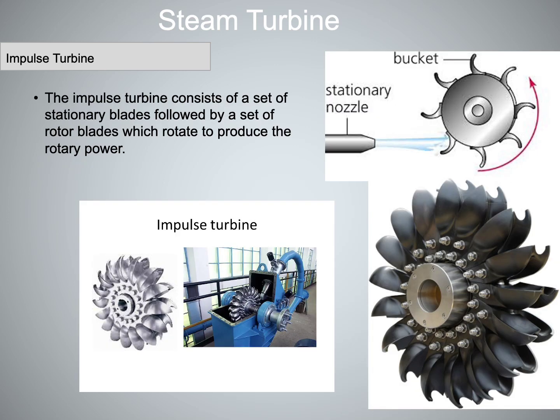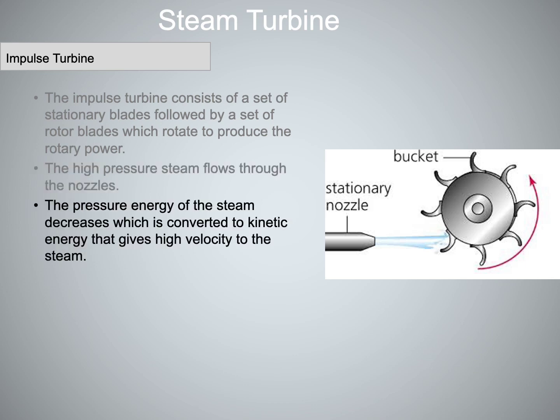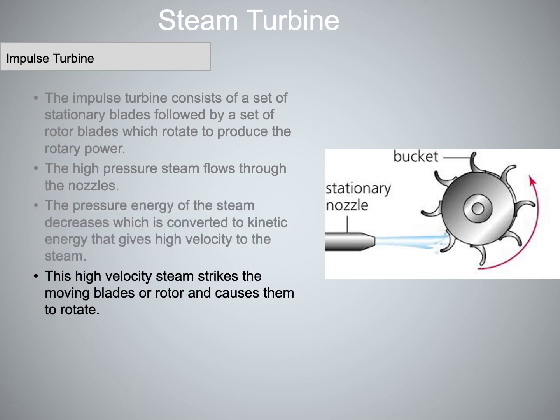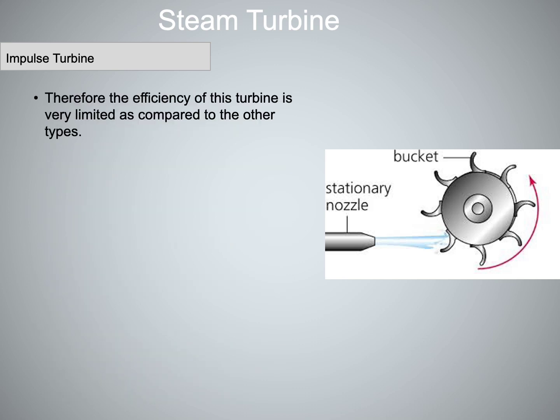The impulse turbine consists of a set of stationary blades, followed by a set of rotor blades, which rotate to produce the rotary power. The high-pressure steam flows through the nozzles. The pressure energy of the steam decreases, which is converted to kinetic energy that gives high velocity to the steam. This high-velocity steam strikes the moving blades, or rotor, and causes them to rotate. The fixed blades do not completely convert all the pressure energy of the steam to kinetic energy, hence there is some residual pressure energy associated with the steam on exit. Therefore, the efficiency of this turbine is very limited as compared to the other types.